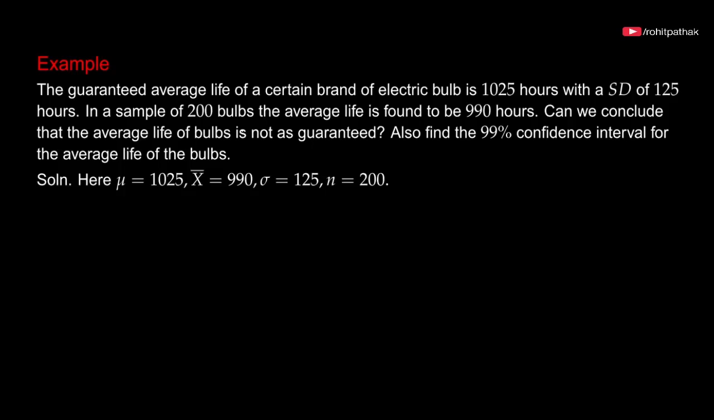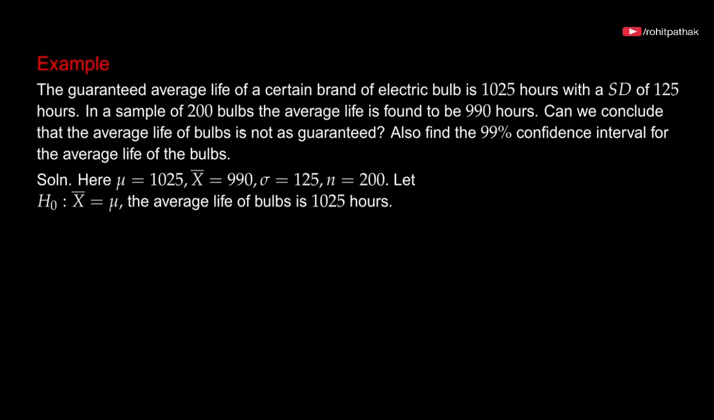If the average life of bulbs is not as guaranteed, then we have to find the 99% confidence interval for the average life, because the claimed average life of 1025 hours will be wrong in that case. So here we note down the population mean as 1025 hours, sample mean 990 hours, population standard deviation 125, and sample size 200. And here we set H0 as x bar equal to mu.